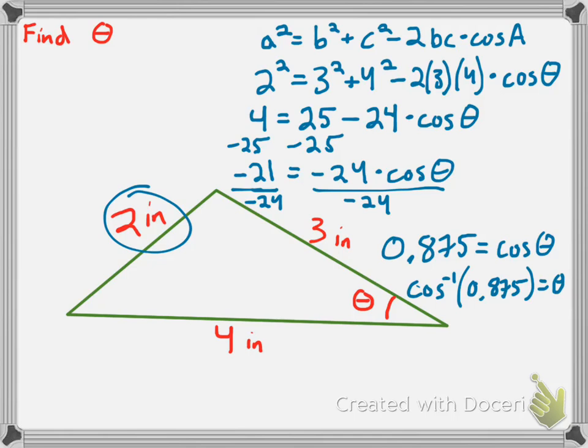And when you type that in the calculator, I get that theta equals 28.95 degrees. I'm going to go ahead and I'll round that up to 28.96 degrees. Okay, and that's if your calculator is in degree mode. If it was in radian mode, you get something else, and I would accept that as well. And that is how you do those two types of problems.